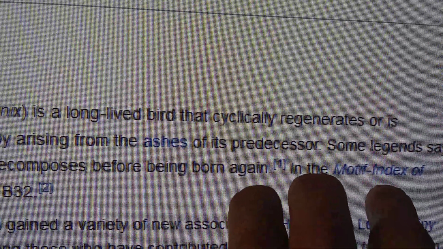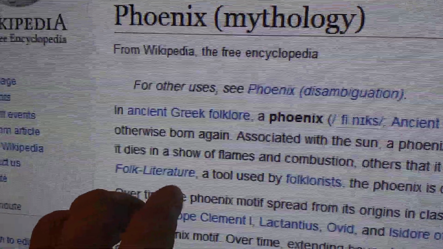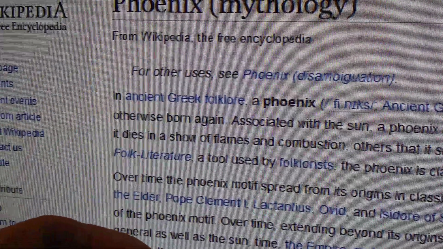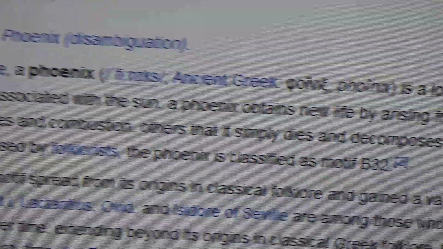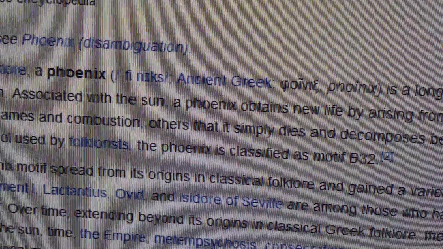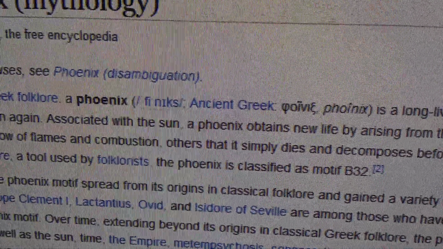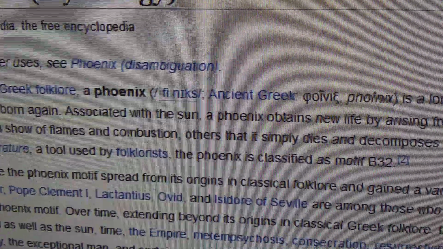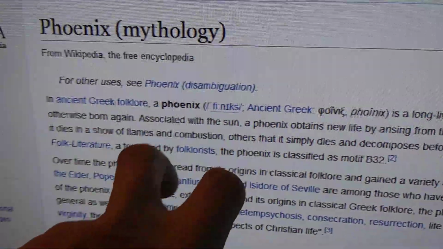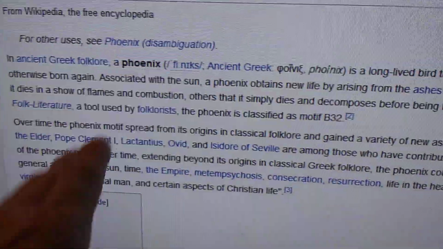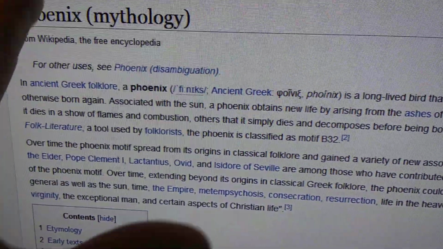In the motif index of folk literature, it doesn't sound like folk literature, it just sounds like they're referring to something real. A tool is used by folklorists, the phoenix is classified. See, then they start, well, it's not real. You see what I'm saying? But how much sense does that make when your perspective isn't obscured? All of this ancient stuff, they were talking about something. Why do you think they took it serious? They were talking about something serious.